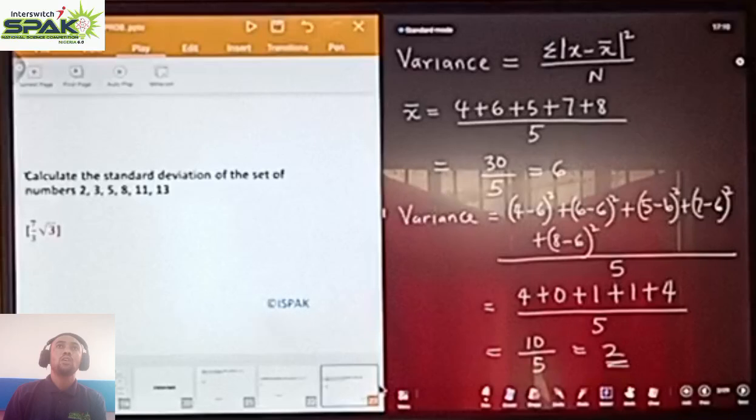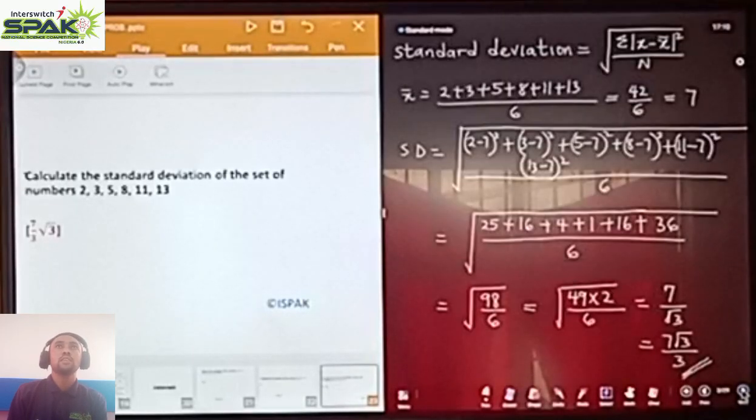The next question, you have to find the standard deviation of this set of numbers 2, 3, 5, 8, 11, 13. Just like we solved variance, standard deviation is the square root of variance. So first of all we find the mean, as you can see on the screen. So the mean is 7. Then you subtract 7 from each data, square them, add them up, and divide by the total number, which is 6.